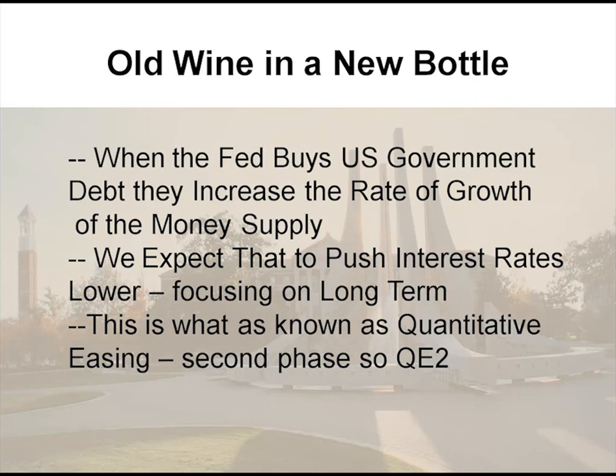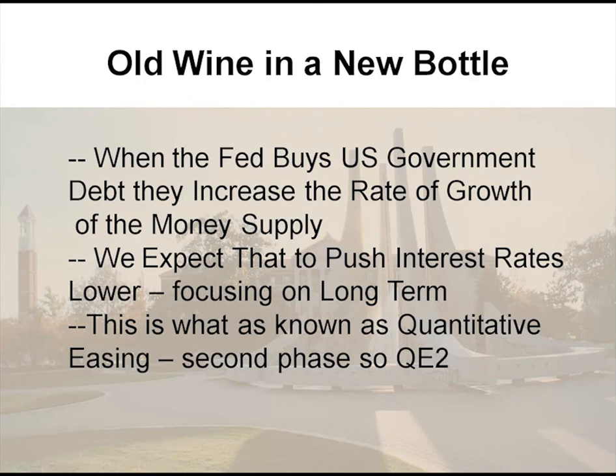Now, what we expect that to do is that as they buy those bonds, as they fund that deficit, that keeps interest rates from rising. And the more that the Fed buys the bonds, the less that we think interest rates will rise because of a high deficit. That's what quantitative easing is all about. Quantitative easing 1, and now what's known as quantitative easing 2, the second phase of all of that.